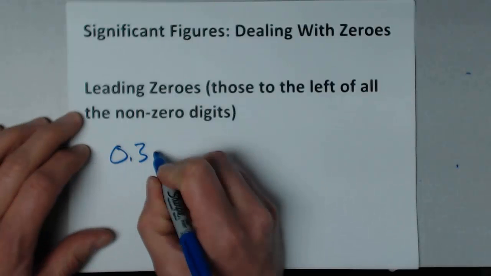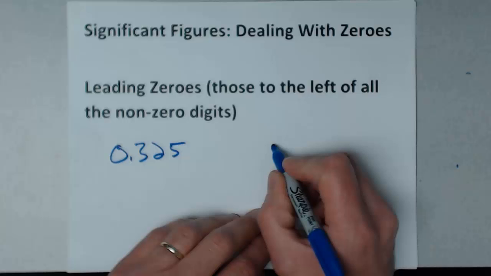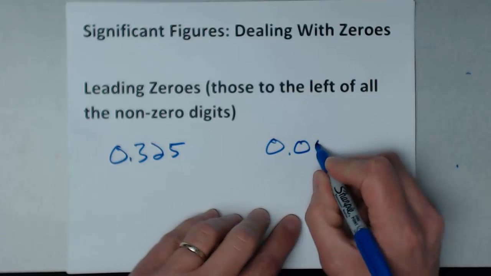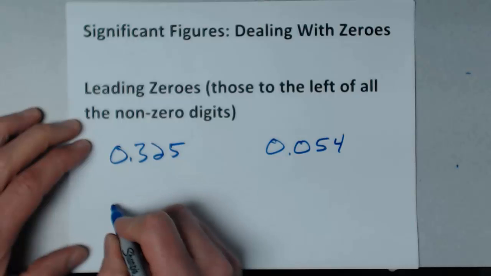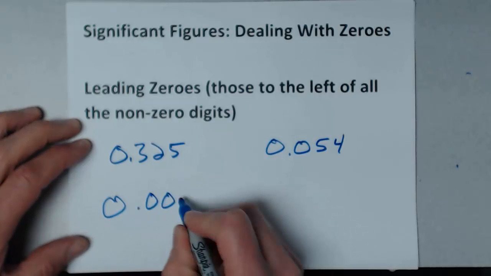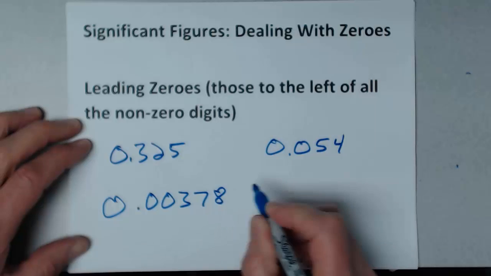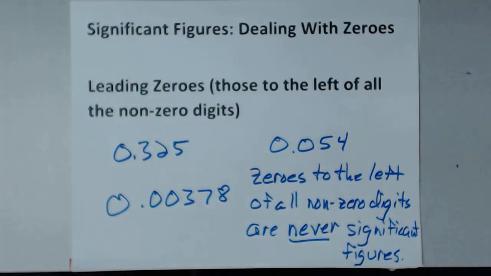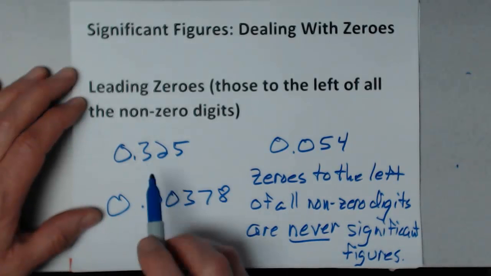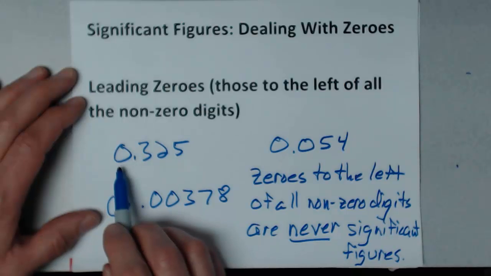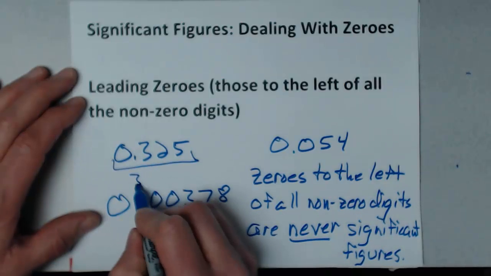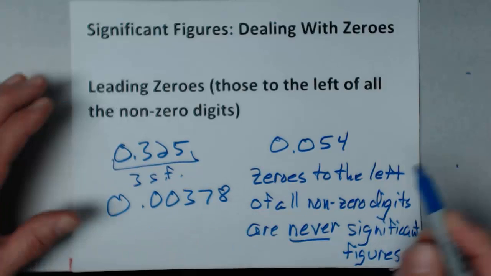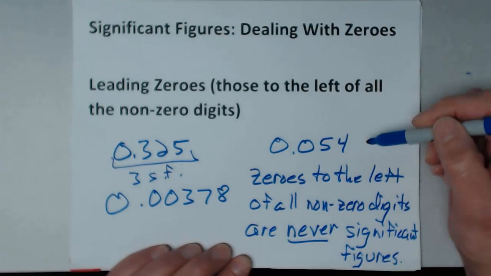These are to the left of all non-zero digits, and there's a fairly straightforward rule about these. Things like 0.325 or 0.054 or 0.00378 and so forth. And the rule is zeros to the left of all non-zero digits are never significant figures. So this number has three significant figures. This zero is not significant.